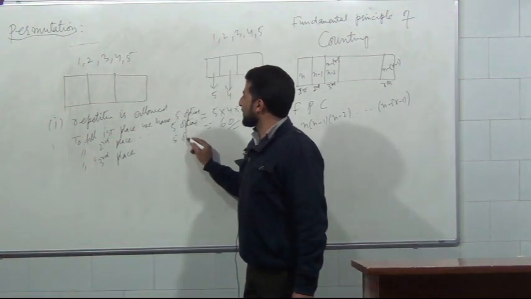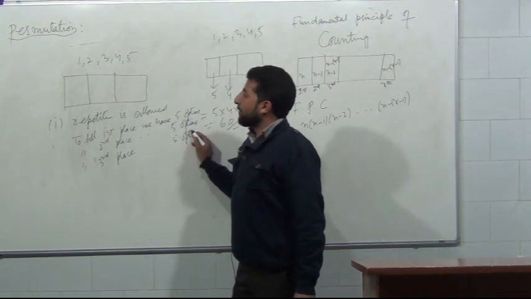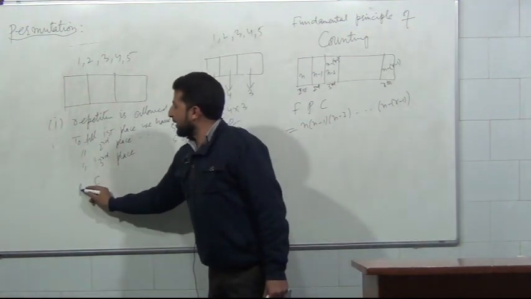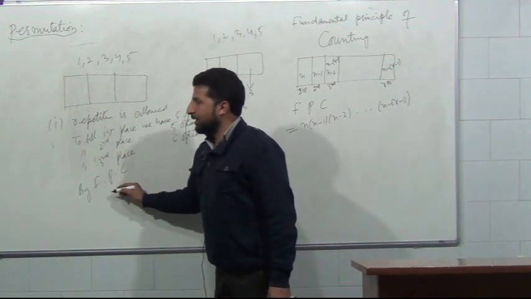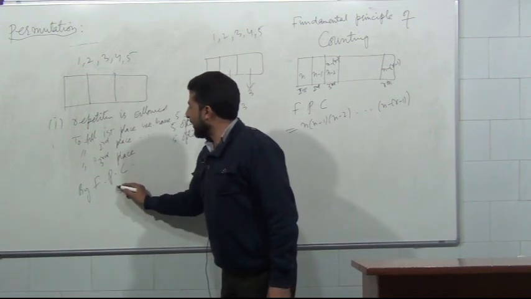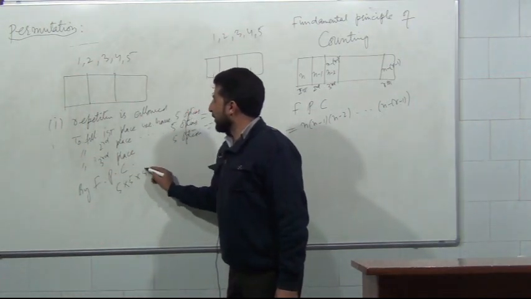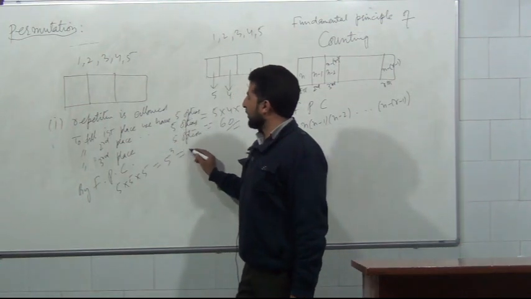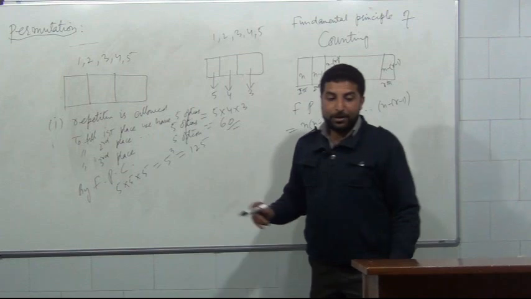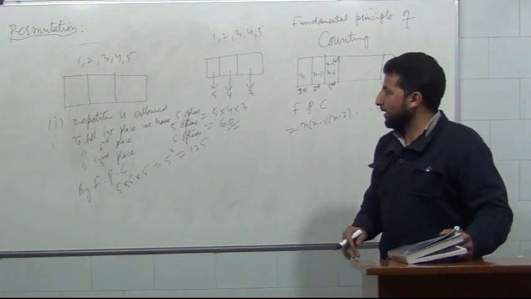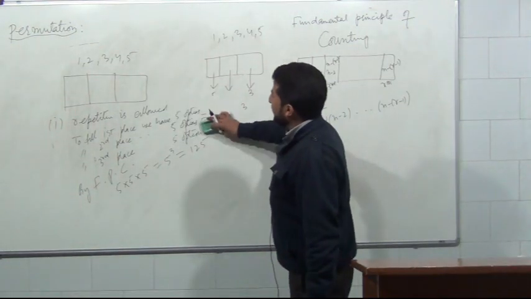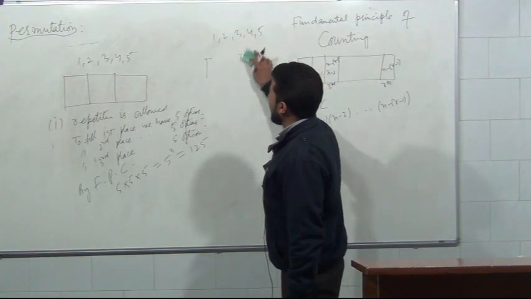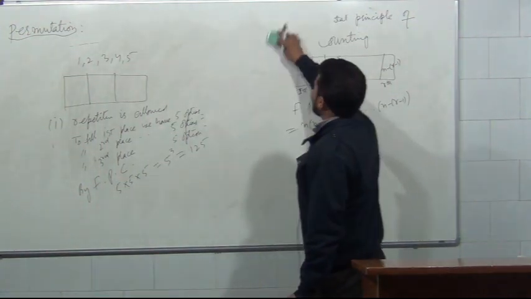you have 5 options. Now, by fundamental principle of counting, by FPC, the total numbers are 5 into 5 into 5. Of course, that is 5 cube, which is equivalent to 125. That means 125 numbers are there with the property that they have been constructed using the digits 1, 2, 3, 4, 5, and they are all 3-digit numbers.